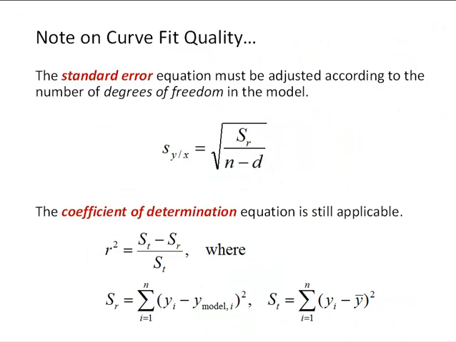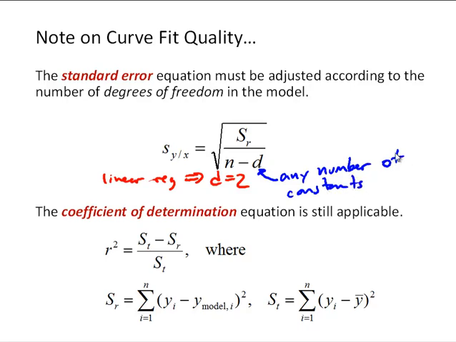So a note on curve fit quality. Recall we talked about the standard error, and that equation was dependent on the number of degrees of freedom in the model. For linear regression, that was always 2, and so we just had the square root of SR over N minus 2, where N is the number of data points. But now we've opened it up, so this can be any number of constants. We need to be mindful of that when we calculate the standard error: we always need to adjust the value of D in our calculation to be equal to the number of constants that we're determining through the curve fit.